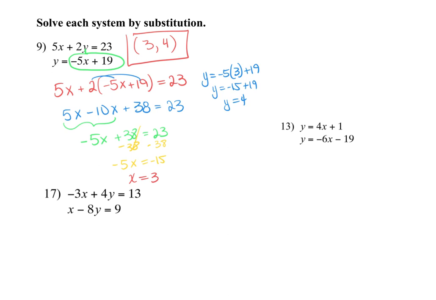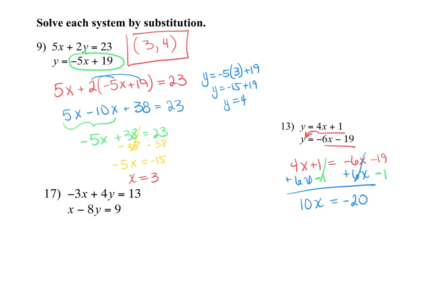You have both of these solved for the same variable. You can just set each of these groups equal to each other. You're basically replacing that with a group. So you can say, well, 4x plus 1 equals negative 6x minus 19. Just set the two groups equal to each other because they're both solved for the same variable. And then you can just get all your variables to one side. Get all your numbers to the other side. And then solve for your x there.